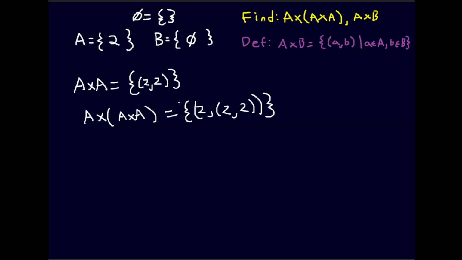And if we were asked to find the cardinality of this, it would still be 1. So remember, it is the elements within the curly braces. So this is just one element. Even though it contains multiple numbers inside, the ordered pair is just an element of 1.